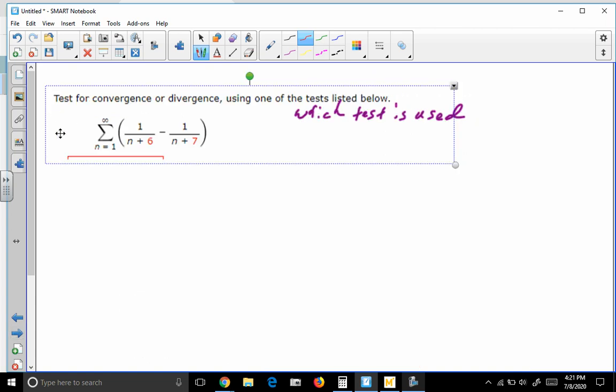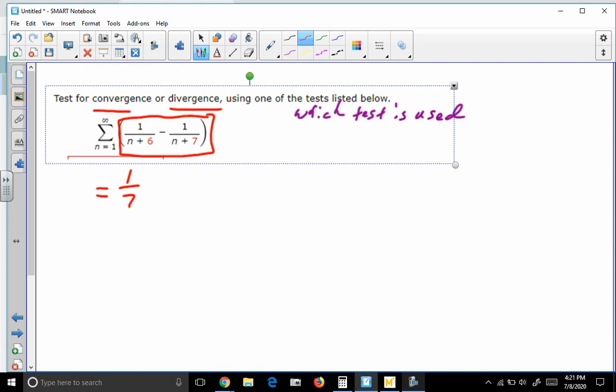All right, this one doesn't necessarily tell us which test to use. It just says use a test to find out whether we converge or diverge. And they've got a whole list of them, probably 6 or 8 different ones. Notice that this series looks like it might be telescoping.